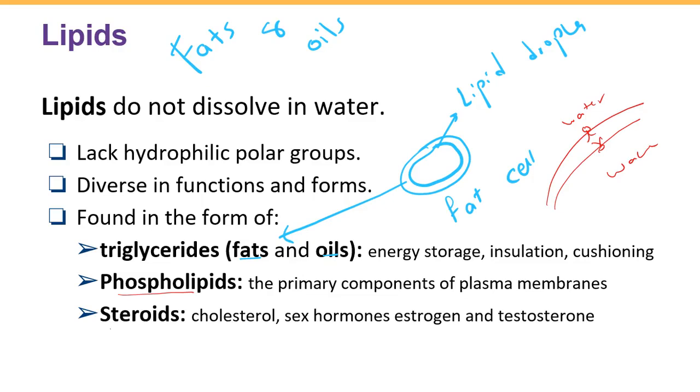Another type of lipid is a steroid. Steroid includes cholesterol and sex hormones like estrogen and testosterone. So these all are lipids.